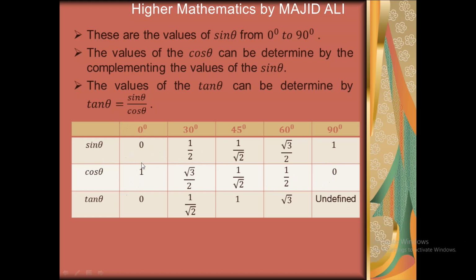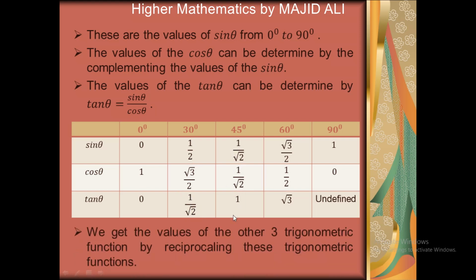The value of tangent can be obtained by dividing both. 0 over 1 is equal to 0. 1 over 2 divided by square root 3 over 2, we cancel out 2 by 2, which is equal to 1 over square root 3. The value of tangent 45, both cancel out, which is equal to 1. And dividing these values we have square root 3. Then 1 over 0 cannot be defined, so tangent 90 degrees is equal to an undefined value.